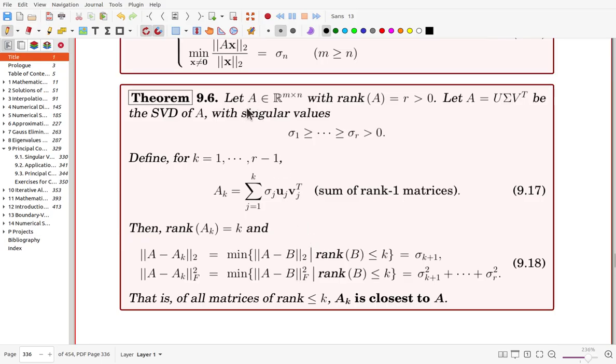Okay, again here, A is an n by n matrix with rank r, and A is U sigma V transpose, the singular value decomposition, with here sigma 1 to sigma r positive. And we can define Ak, that is from 1 to k, the sum of rank 1 matrices. Once you are using r, then that is the original matrix. It can be written here, summation up to r. Now we try to choose only k components. So k is smaller than r. k is from 1 to r minus 1.